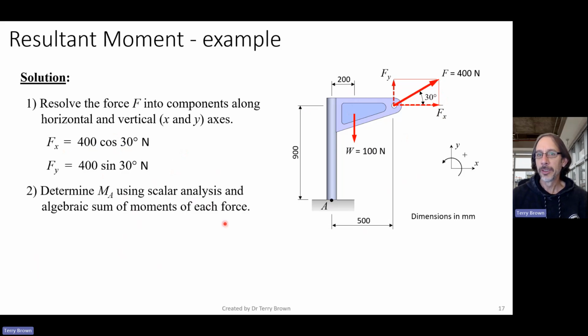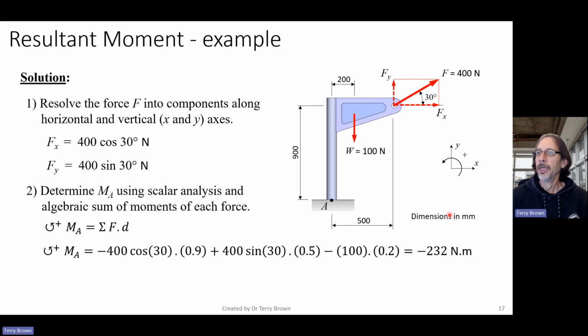So now we can determine MA using our scalar analysis and the algebraic sum of the moments of each force. So let's work our way through this. We've got 400 cos 30, so this is Fx. Perpendicular distance is 900, or 0.9 meters, and it's tending to rotate about point A in a clockwise direction. Okay, I went through that before, so I won't do that again now.